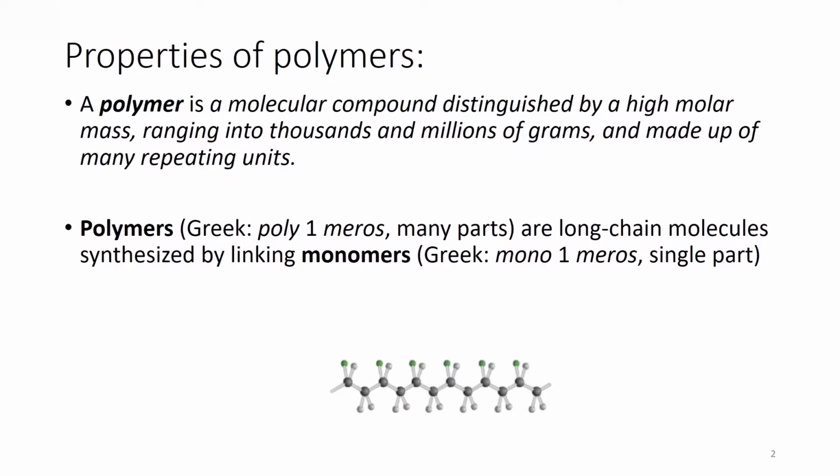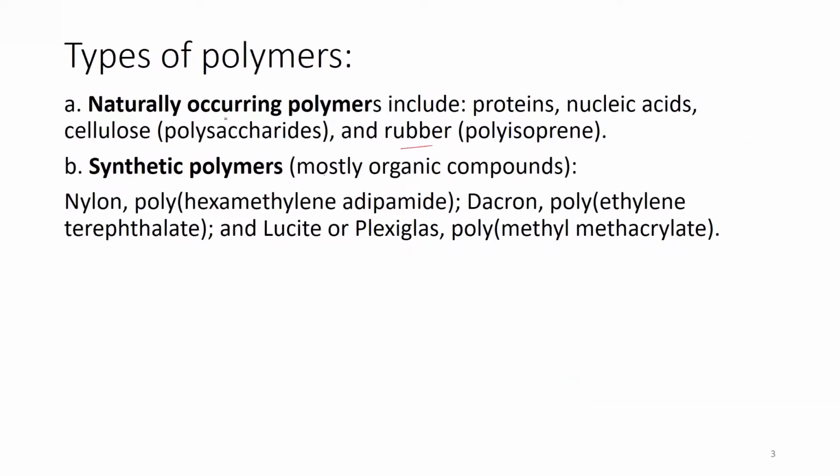The long chain molecules that form a polymer are usually distinguished by their high molecular mass, which ranges between thousands or millions of grams. They are made out of smaller monomers which are joined together. So here you could see that I have those monomers, which are joined together to form this longer chain. There are two types of polymers: naturally occurring polymers, including protein, nucleic acids, cellulose, and rubber.